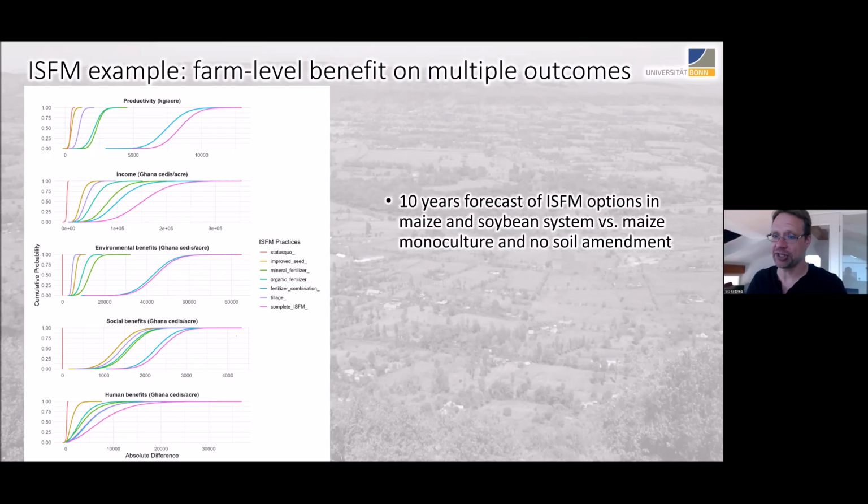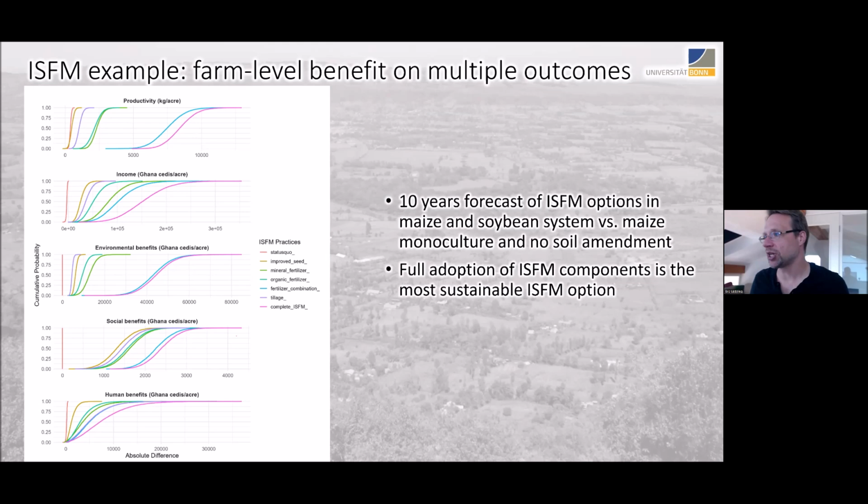the net benefits. The benefits or impacts are on the x-axis here. You see different categories: the productivity benefits, income benefits, environmental benefits, social and human benefits. And on the y-axis, we have the cumulative probability. So to read this, the more to the right these different curves are, the greater the benefits generated.